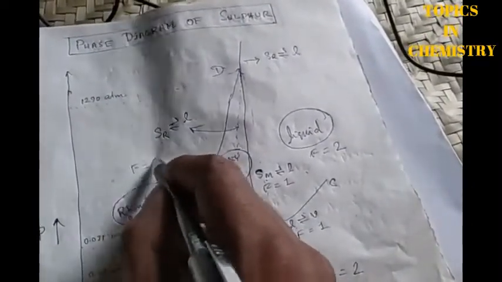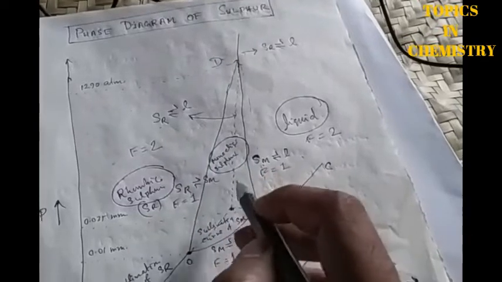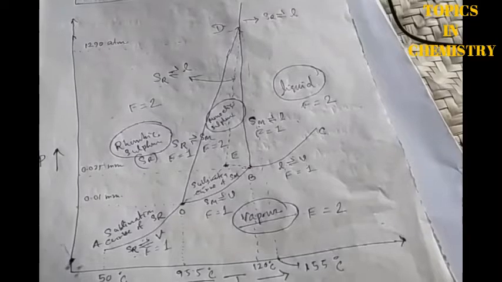Now if you see the areas, in this area F is equal to 2, because only one phase is present. In this area F is also equal to 2, and in this one also F is equal to 2. And in the small monoclinic sulphur region, here also F is equal to 2. So in all four areas the degree of freedom F is equal to 2. Now you have to know another important thing, that is the triple point.